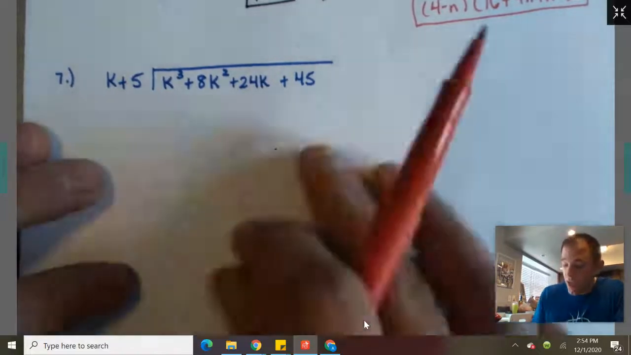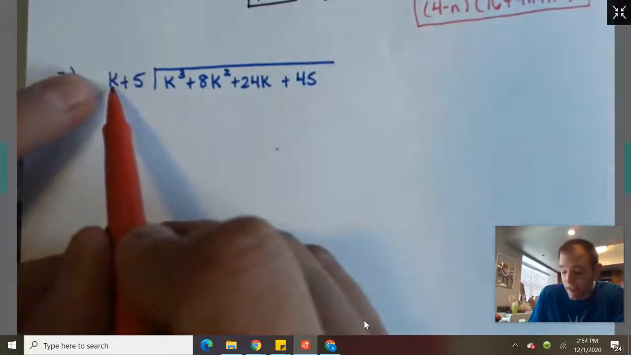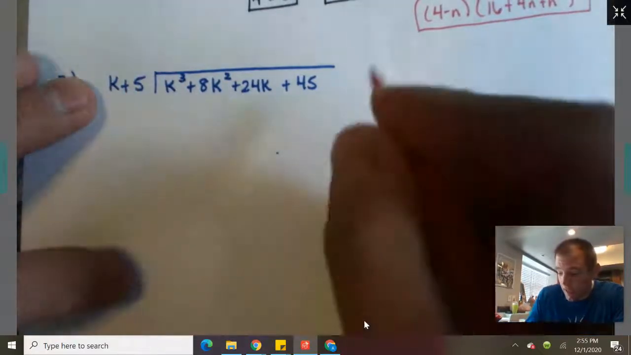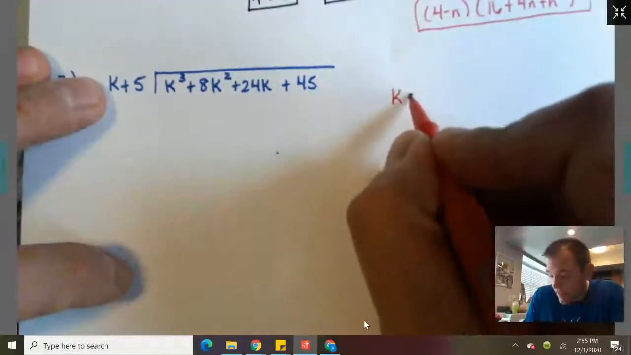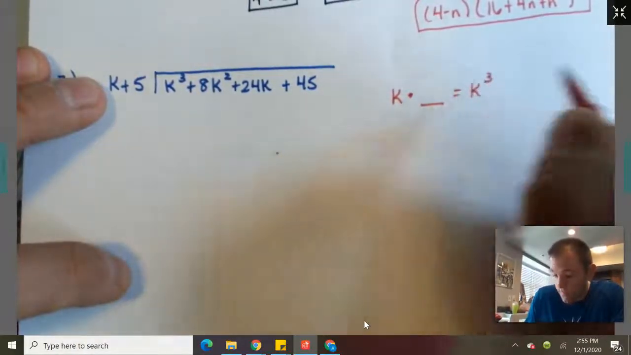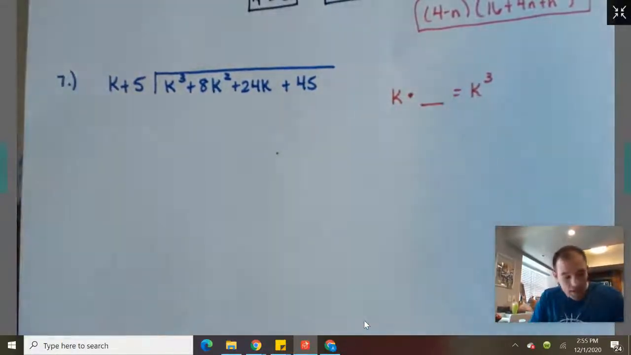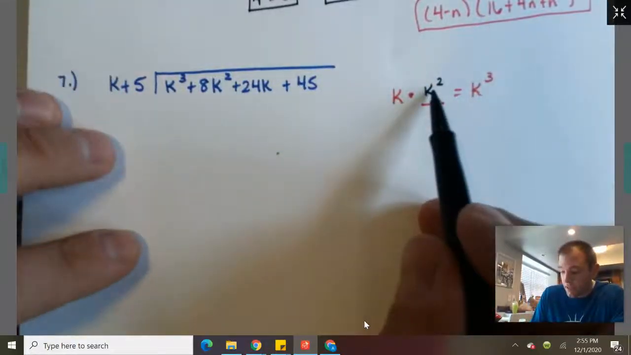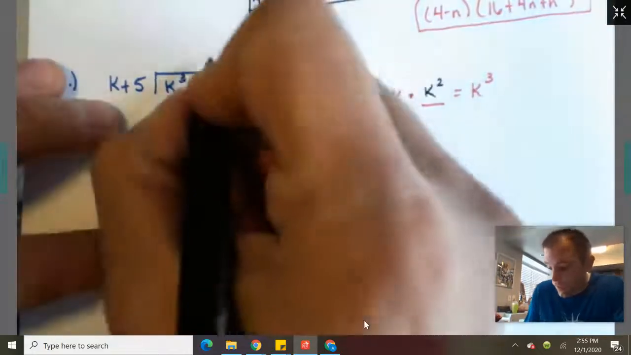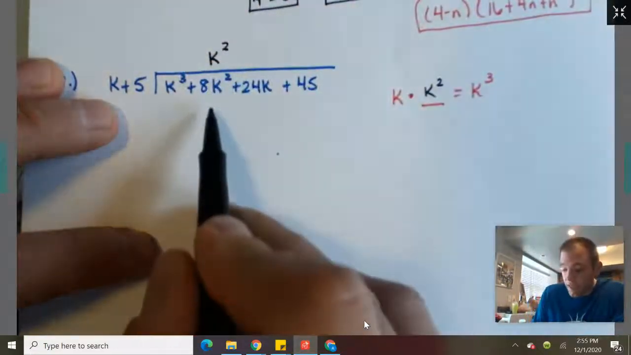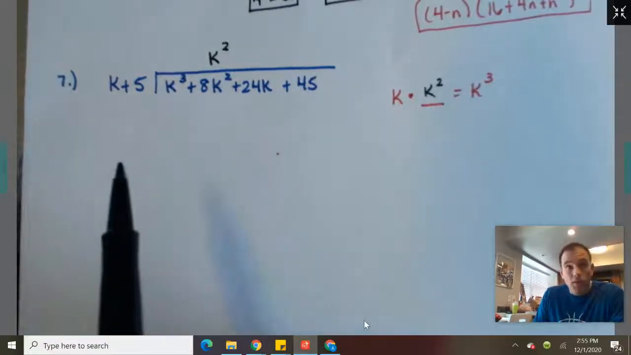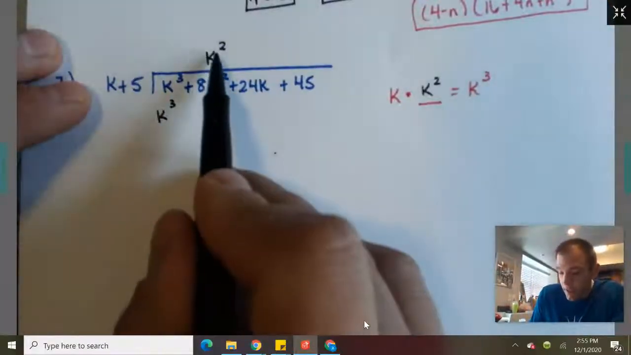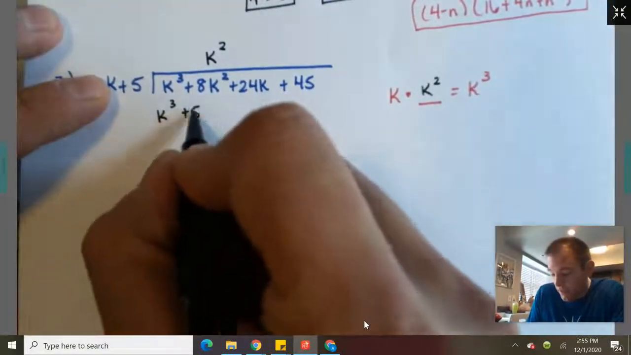All right, so what I need to figure out is what times k would get me k to the third. So basically I'm asking you, k times what equals k to the third? We need to figure out what that term is. In this case, that would be k squared, because k times k squared gives me k to the third. So I'm going to put k squared on top. And remember, we line everything up. And then I multiply. So k squared times k is k to the third. K squared times 5 is 5k squared.